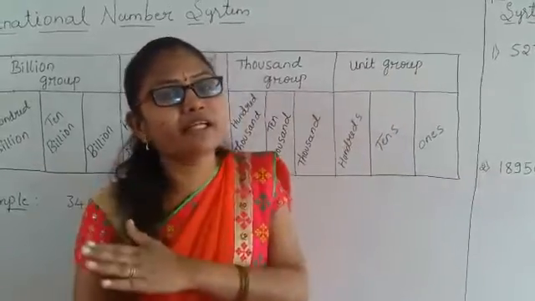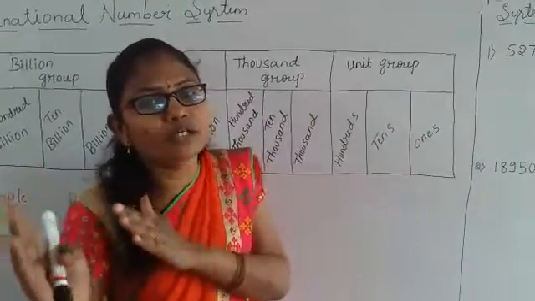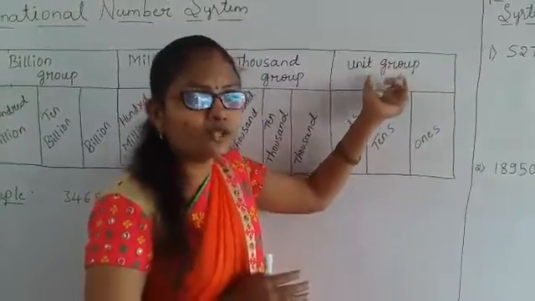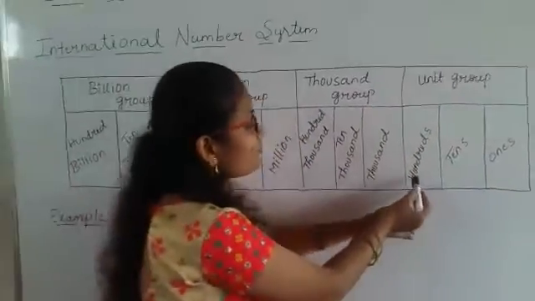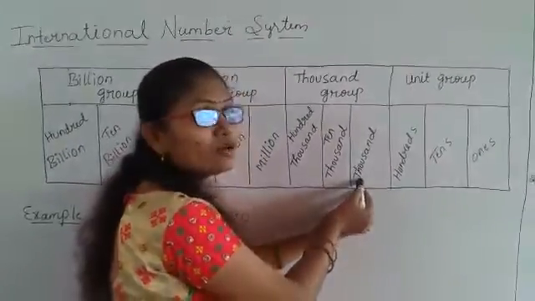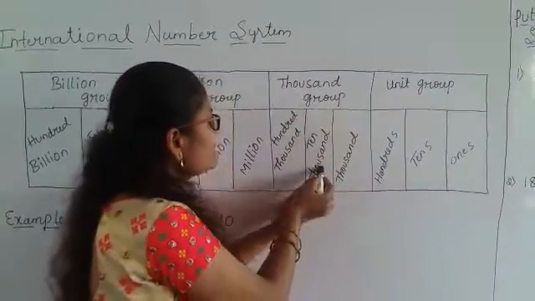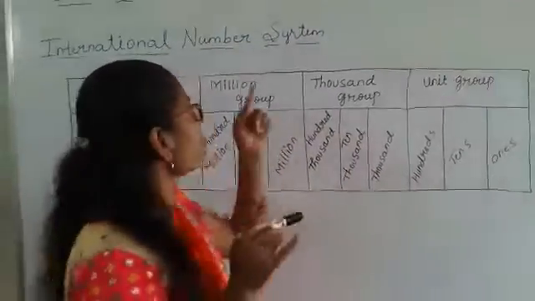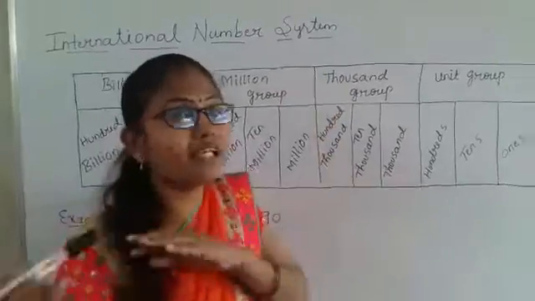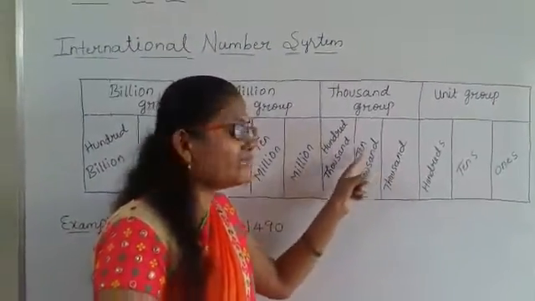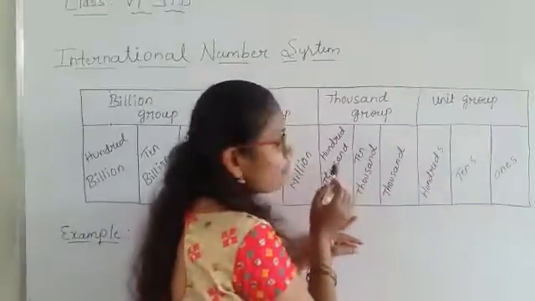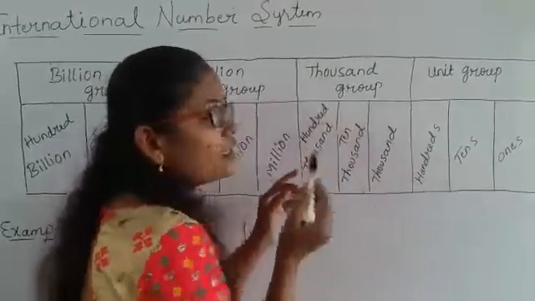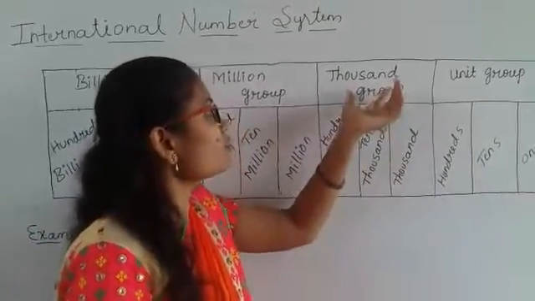Unit group. In the same way, in the Indian number system also the first group is ones, tens, hundreds. Here also, ones, tens, hundreds come under the unit group. If you go next, after hundreds you can see thousand, 10,000 and 100,000. In the Indian number system, there is only 1000 and 10,000. According to the international system, 1000, 10,000, 100,000 - these three will come under the group of what? 1000 group.